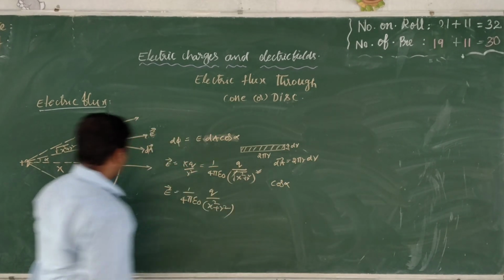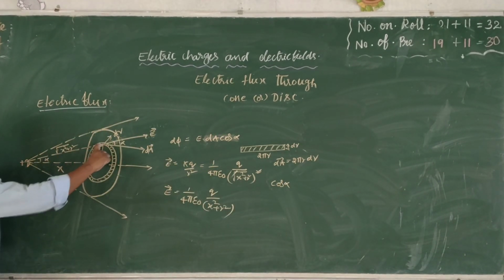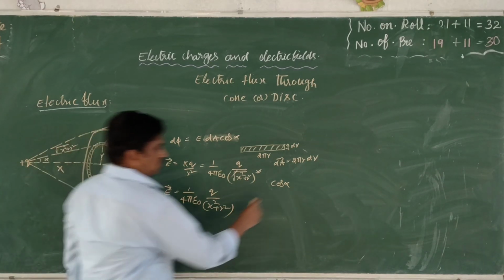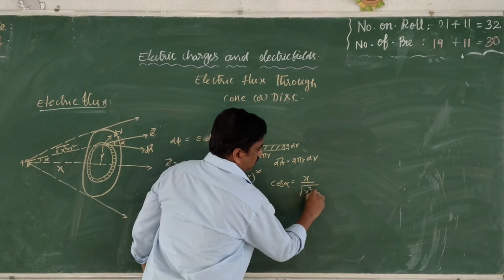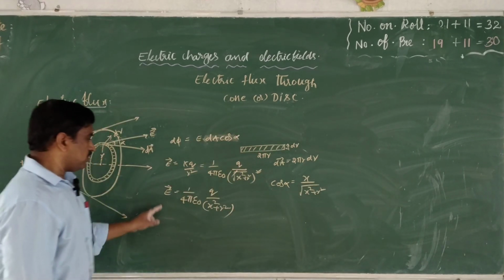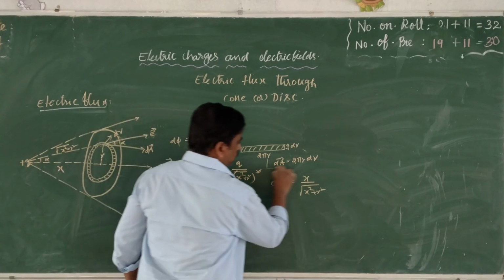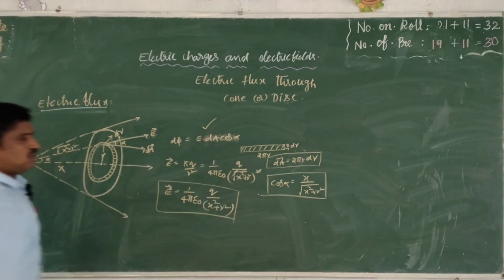Cos alpha means the angle: base upon hypotenuse. We call it cos alpha, which we can write as x by root of x square plus r square. We can substitute all these values, the electric field value, the area value and the cos alpha value, in the flux. So what is the flux?